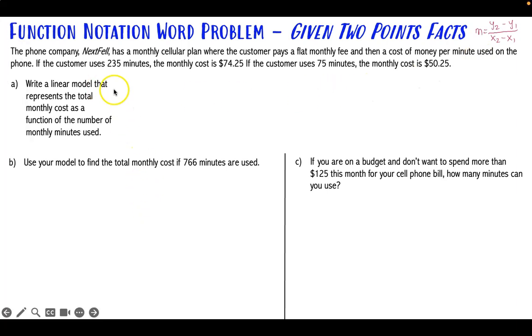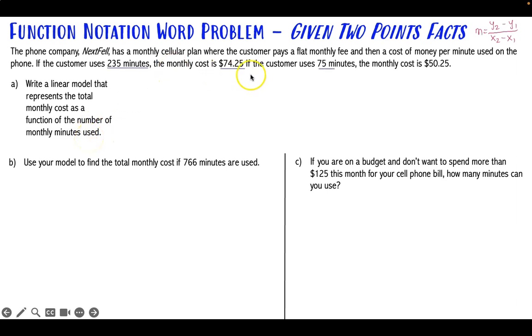The phone company Nextel has a monthly cellular plan where the customer pays a flat monthly fee and then a cost of money per minute used on the phone. If the customer uses 235 minutes, the monthly cost is $74.25. If the customer uses 75 minutes, the monthly cost is $50.25. Write a linear model that represents the total monthly cost as a function of the number of monthly minutes used.